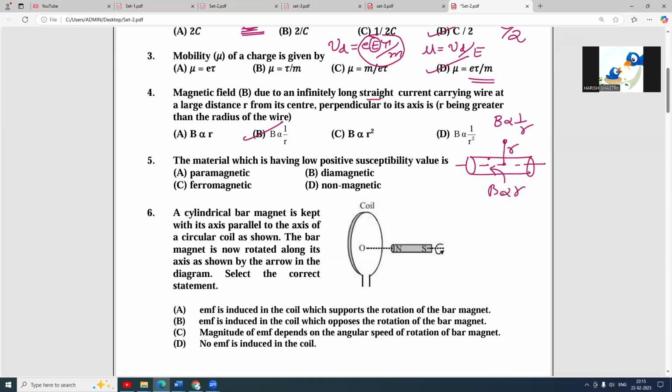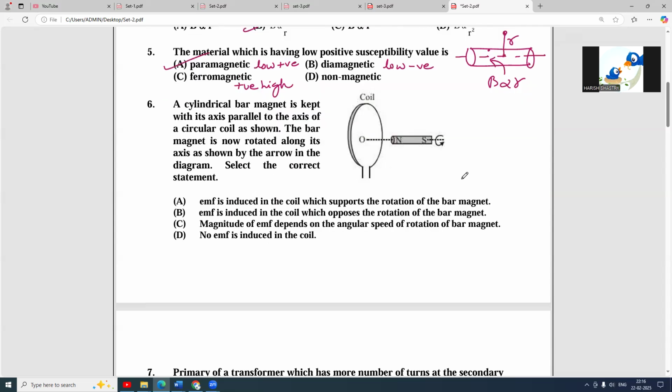Okay. The material which is having low positive susceptibility value, low negative is diamagnetic. So for diamagnetic, low and negative; for paramagnetic, low and positive; and for ferromagnetic, positive and high. You know this? This is a very important question, the difference between them.